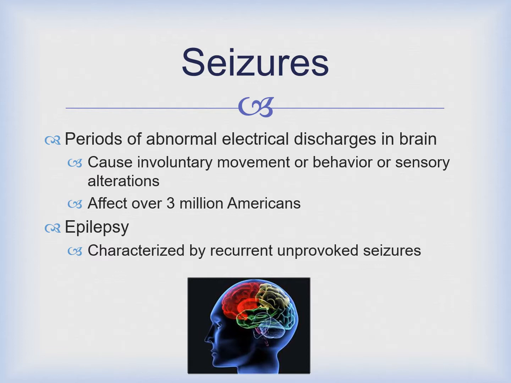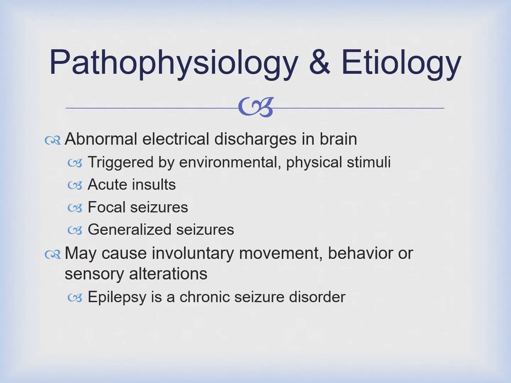But if we've got some other unprovoked seizure activity going on and there's a pattern of it, and usually it's secondary to some sort of CNS disorder, then we would diagnose this person with epilepsy. So it's important to understand there that one seizure does not make someone epileptic. It is a pattern over time.